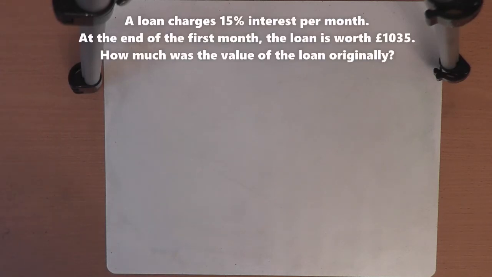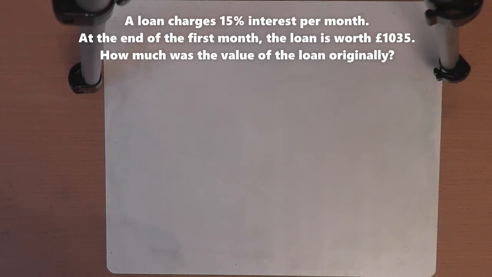A loan charges 15% interest per month. At the end of the first month, the loan is worth £1,035. How much was the value of the loan originally? So first question, is it a type 1 or is it a type 2?